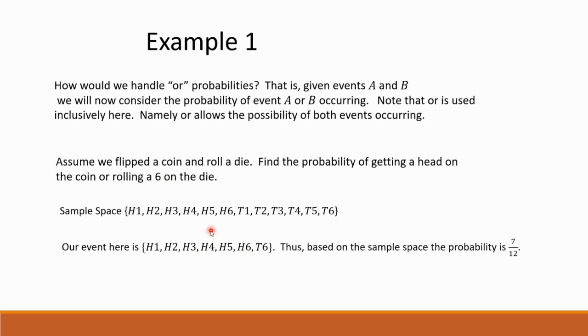Notice if we allowed repetition, so to say, from the event of the coin landing heads up, we would have the first 6 outcomes. From the die rolling a 6, we would have H6 and T6. But H6 is accounted for already. That's actually both events occurring, right? And we were careful not to list that twice. You have to watch out for overcounting.